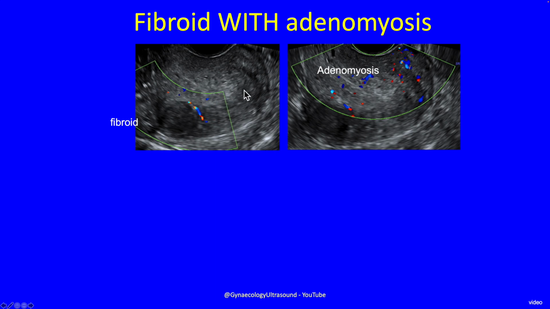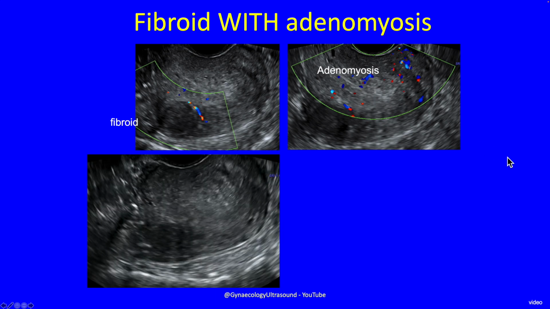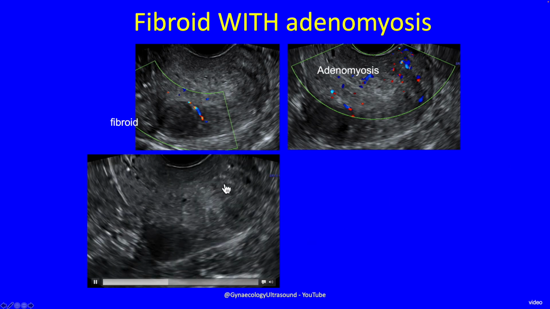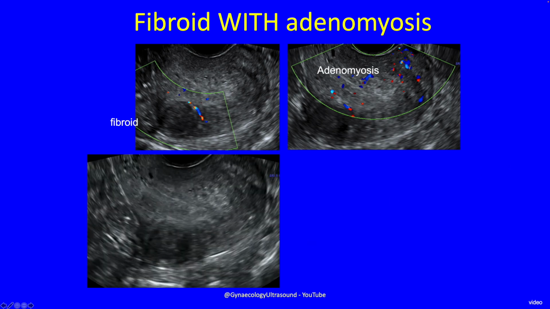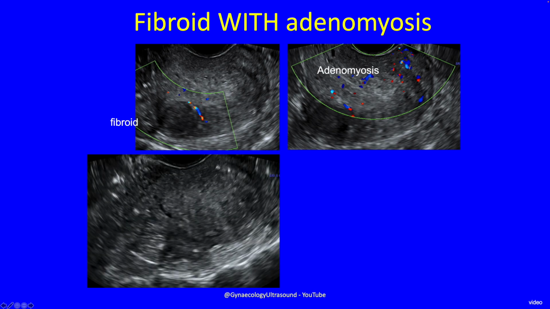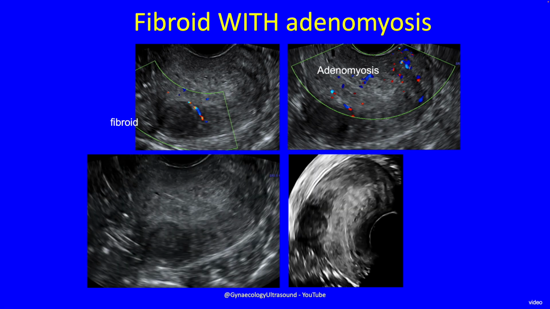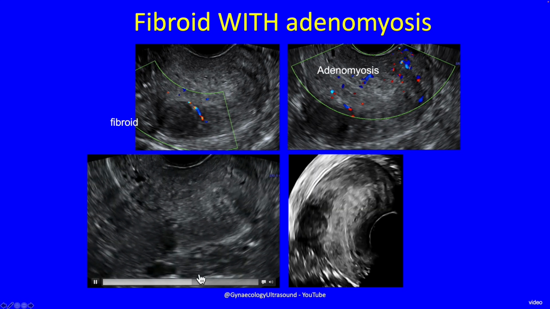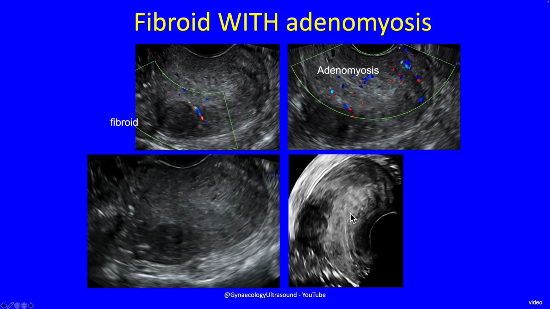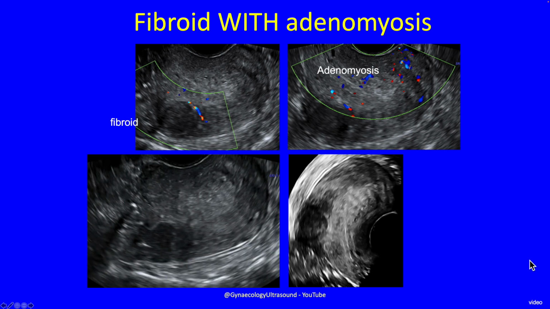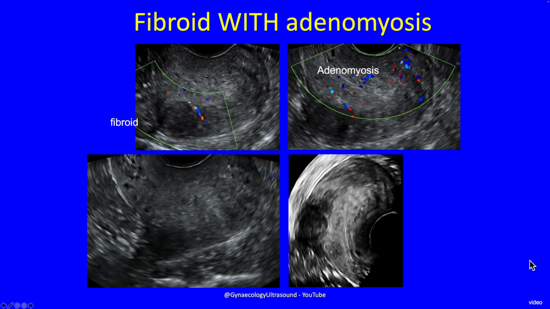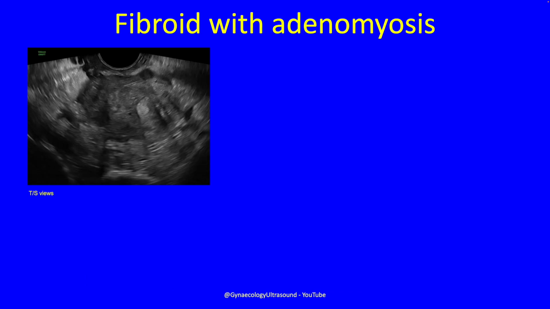This is this diffuse whiteness with little cysts that the vascularity runs straight through. So this is it in a little video clip. You can see the fibroid and you can see the adenomyosis. And so you can clearly see that the two are very different, and on 3D they look different too. This is the 3D of the fibroid and this is the 3D of the adenomyoma. Looks completely different.